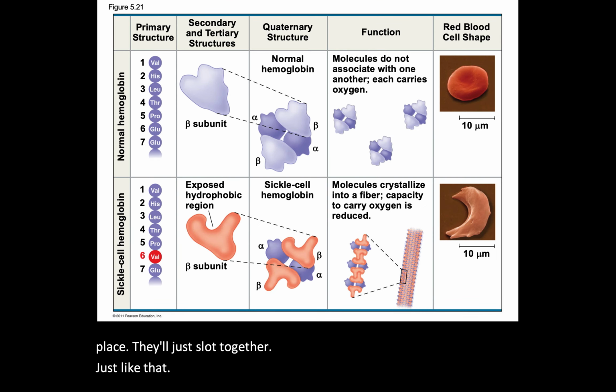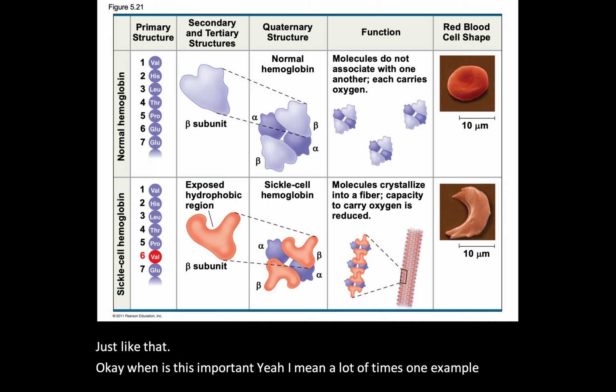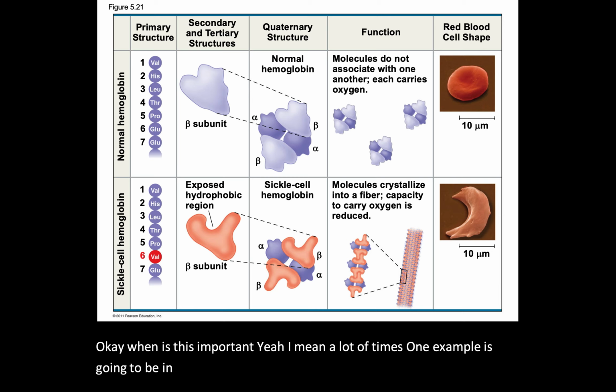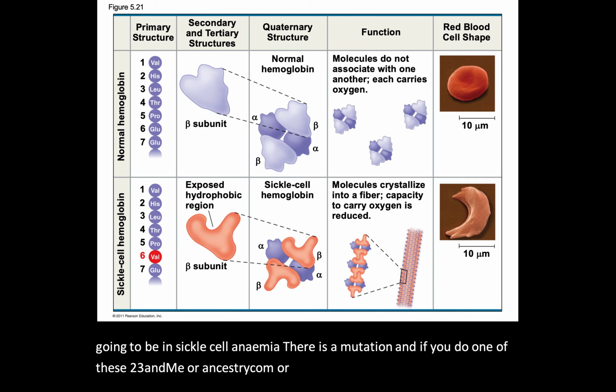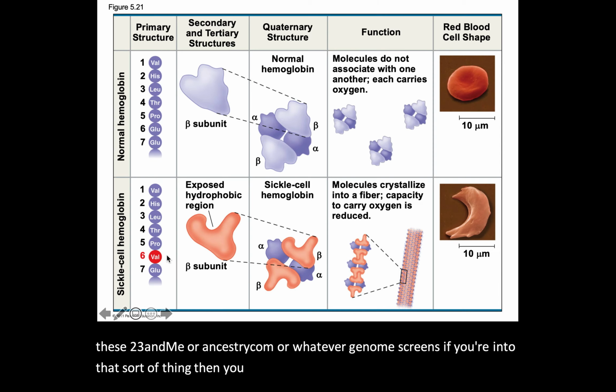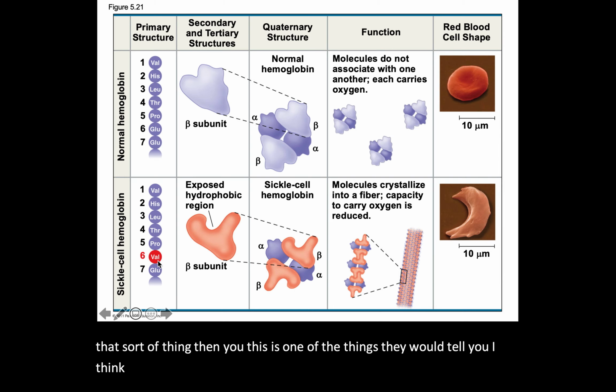Okay. When is this important? A lot of times. One example is going to be in sickle cell anemia. There is a mutation, and if you do one of these 23andMe or Ancestry.com or whatever genome screens, if you're into that sort of thing, this is one of the things they would tell you, I think. And so there's a little tiny change. It's just one amino acid that makes the difference between sickle cell and not sickle cell.